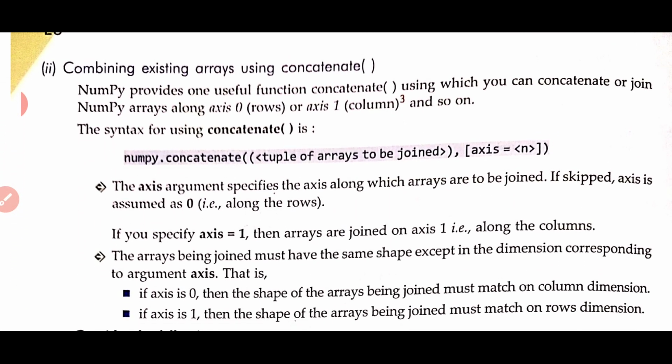Next, combining existing arrays using the concatenate function. So the same work we can do with the help of the concatenate function also. What is the difference? In case of HStack and VStack, the axis argument is not required because they are already dedicated towards horizontally and vertically joining. But in case of the concatenate function, the axis argument needs to be written.